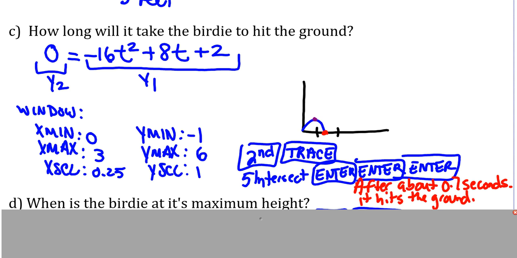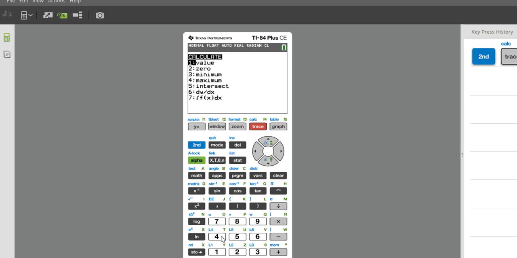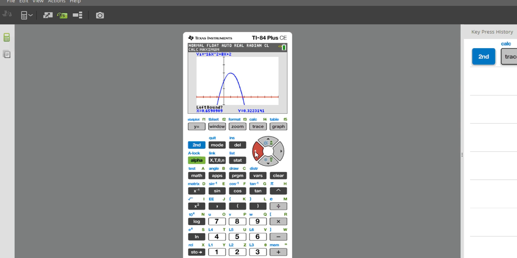So let me show you that on the calculator again. So again, if you press second trace, option 4 maximum, because it's the highest point, we're going to move the cursor to the left of where it looks like that vertex is, because it says left bound, press enter. Move the cursor to the right of where that vertex is, press enter again for the right bound. Do we want to guess? No, press enter a third time, and we have our maximum point. Desmos folks, you could click on that point and it will tell you the coordinates.